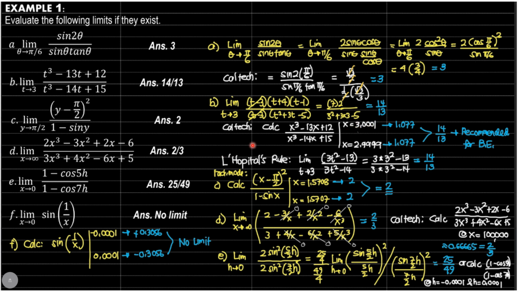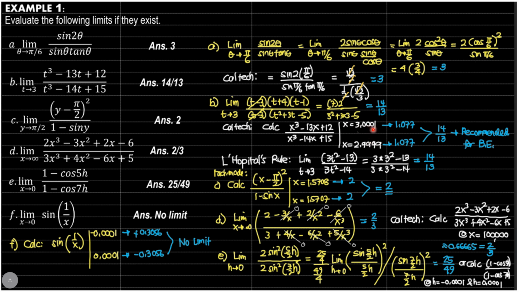Now, with regards to calculator technique, all you have to do, because in your calculator the default variable is x, not t, is just copy that. We replace t by x in your calculator. Then you have to press calculate. So calculate at 3.0001, which is very close to 3, and 2.9999, which is also close to 3. This is just to the left and just to the right.